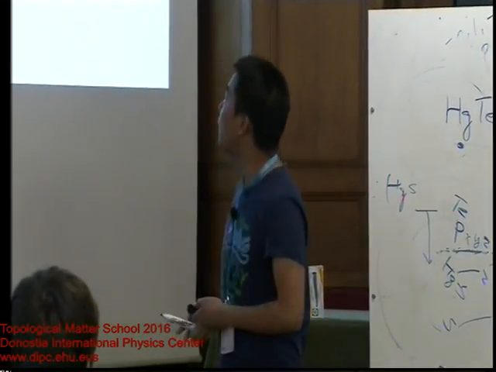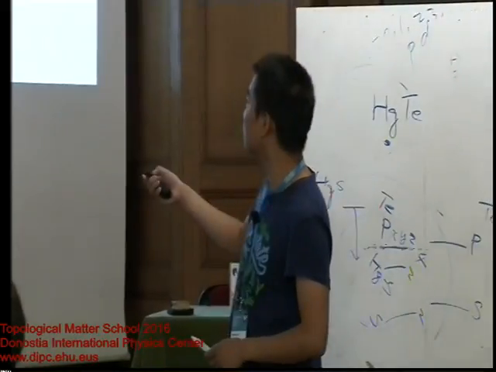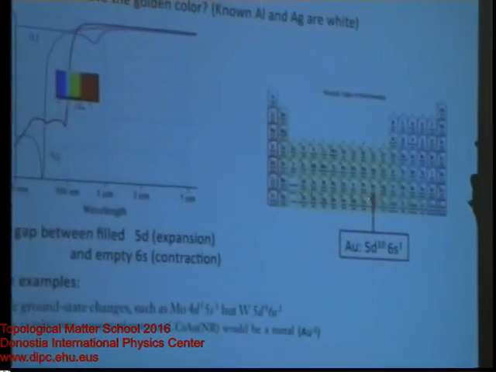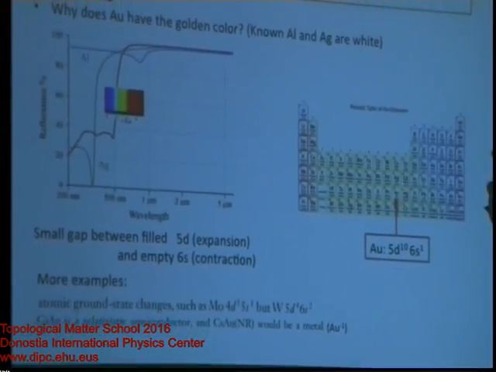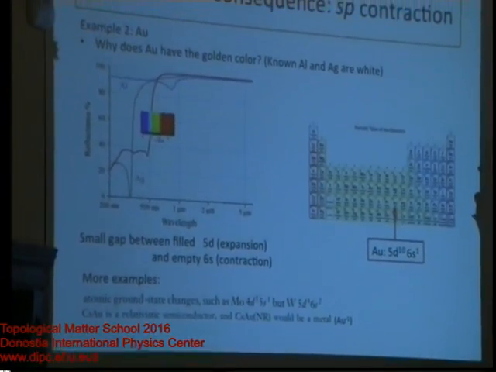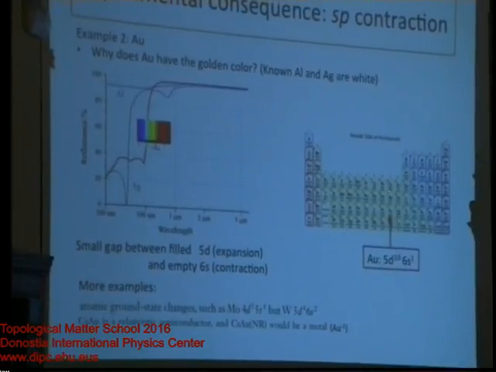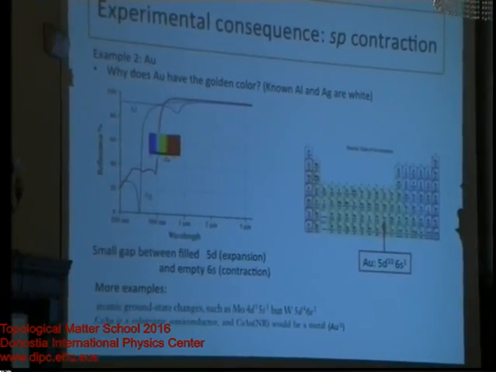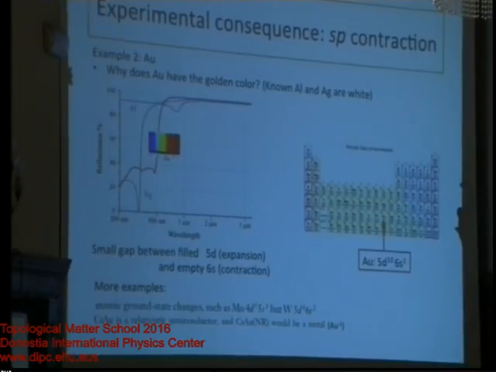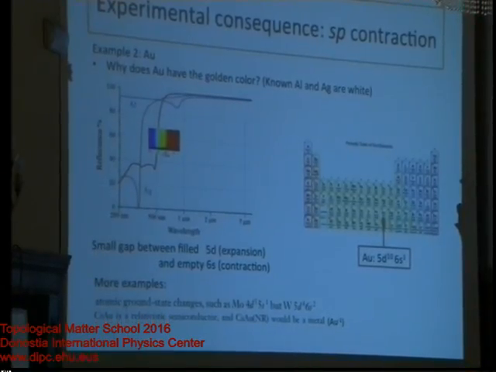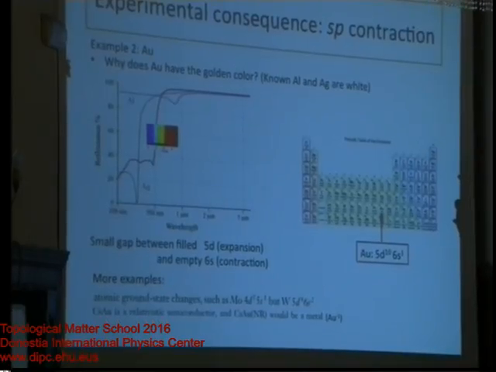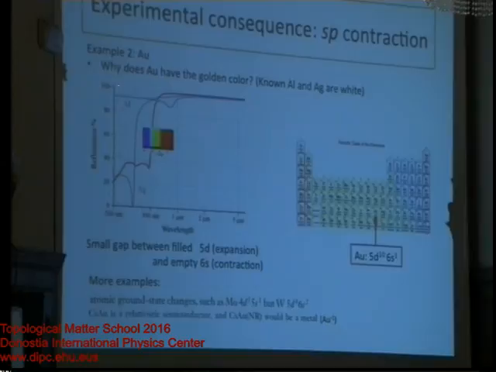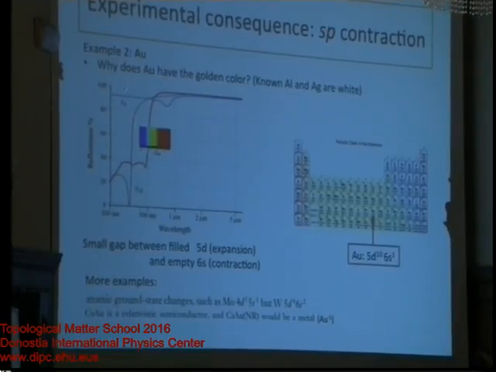Okay, the second example is gold. Let's see. We know the color of gold. Gold is here, close to mercury, just one number larger than mercury. And we remember silver or aluminum or normal metal. Metal just has metal color, right? And what is metal color? Like silver, this white color, and also aluminum.